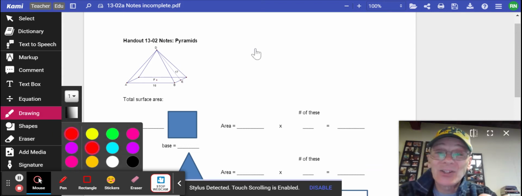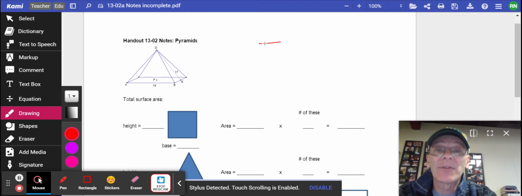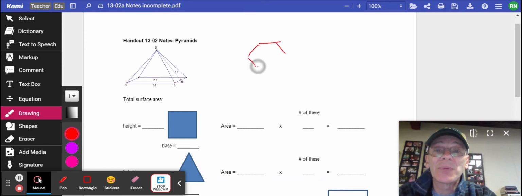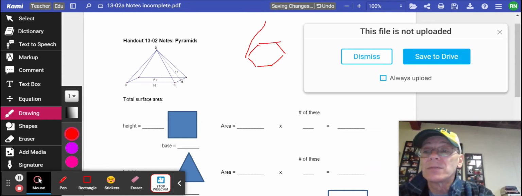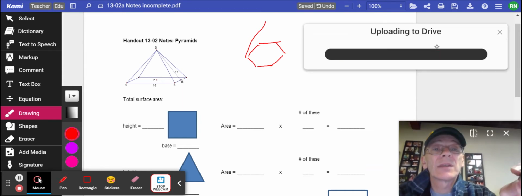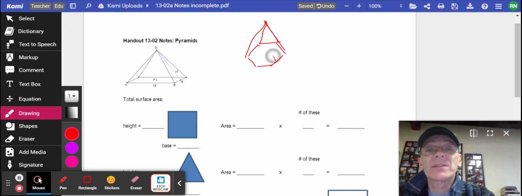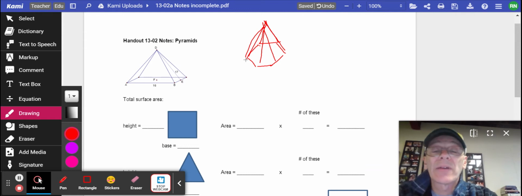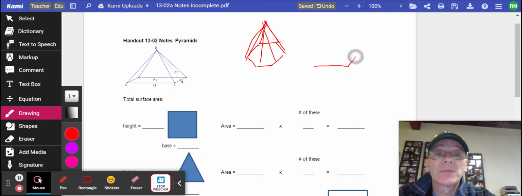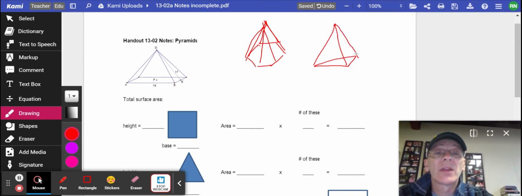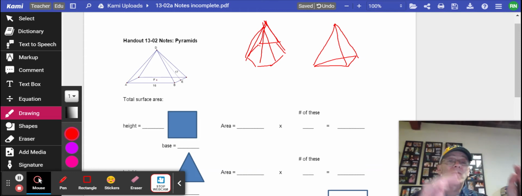They could have any shape base you want. They could be a hexagon shape like that, and then all of the sides reaching up to a point at the top. So you could have a pyramid like that. You could have a triangular pyramid, right? Triangular base, and then all of the sides are triangles, also going up to a point at the top.